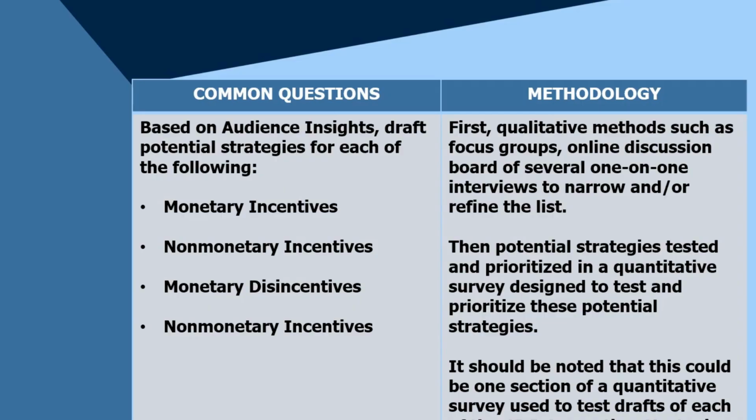In terms of methodology, first, qualitative methods such as focus groups, online discussion board, or several one-on-one interviews to narrow and or refine this list. Then, potential strategies tested and prioritized in a quantitative survey designed to test and prioritize these potential strategies. It should be noted at this point that this could be one section of a quantitative survey that is used to test drafts of each of the 4P intervention strategies, so price would just be one of them.